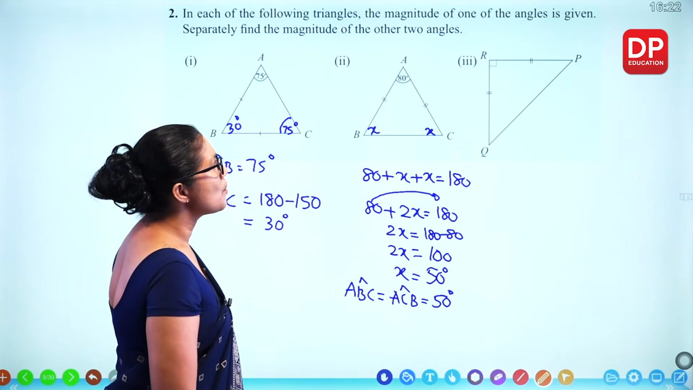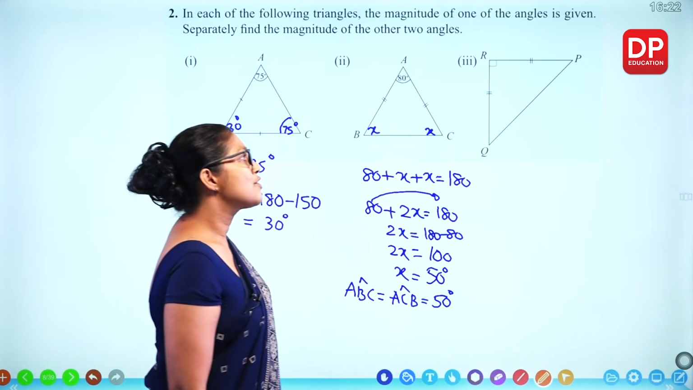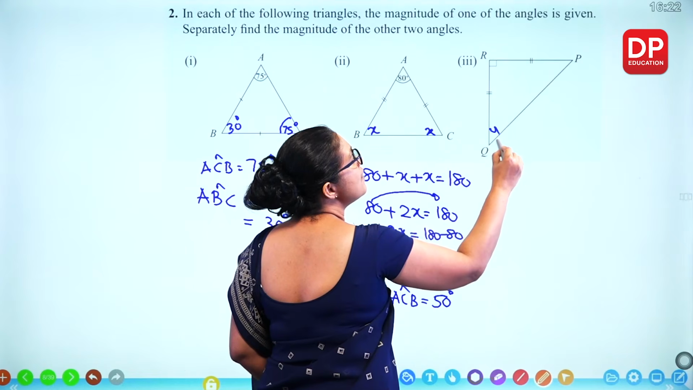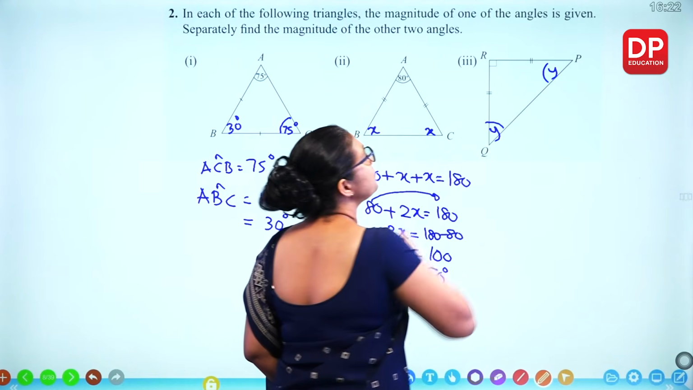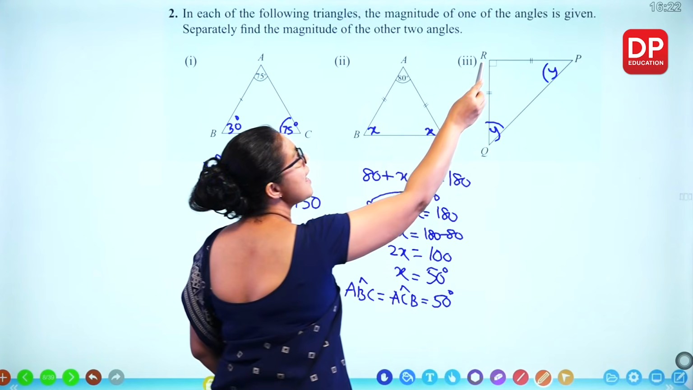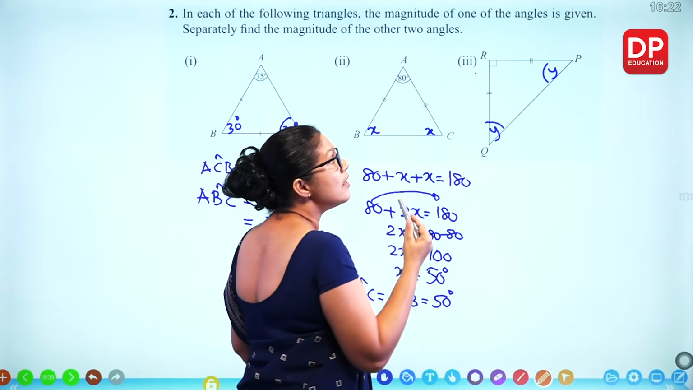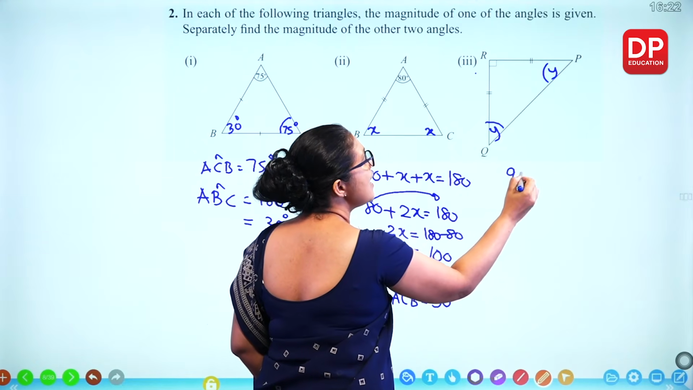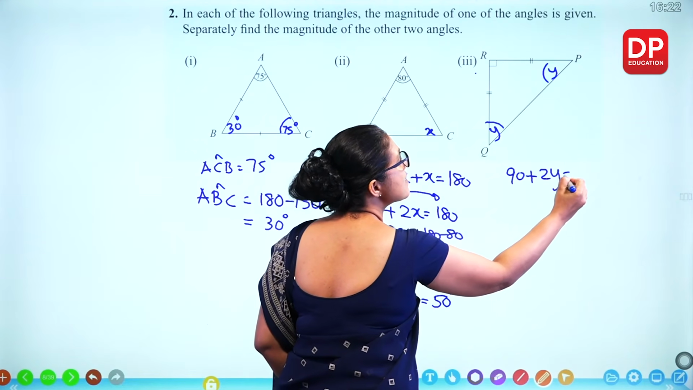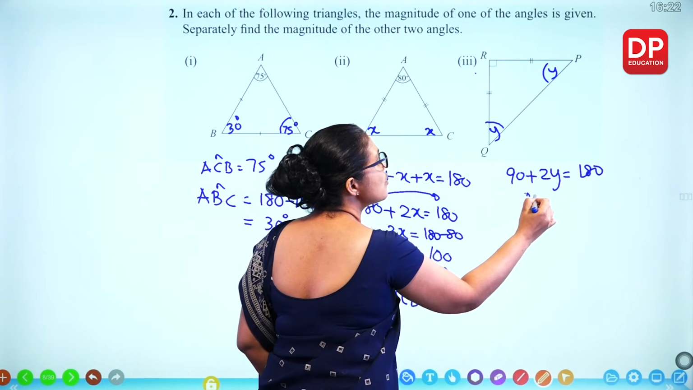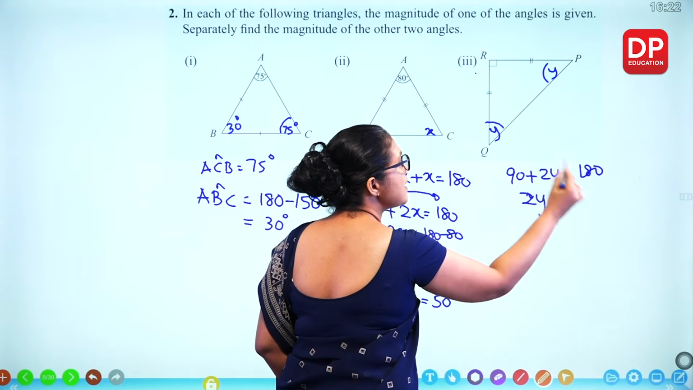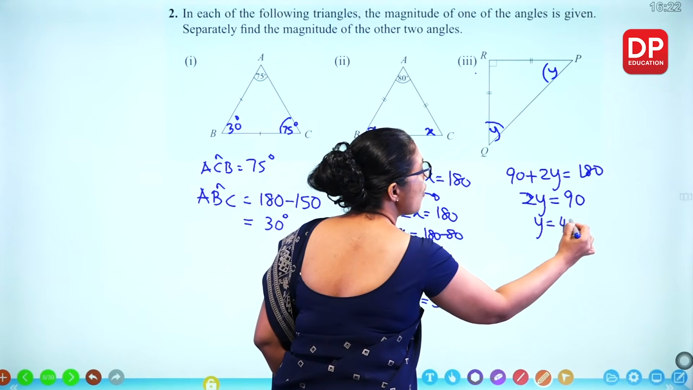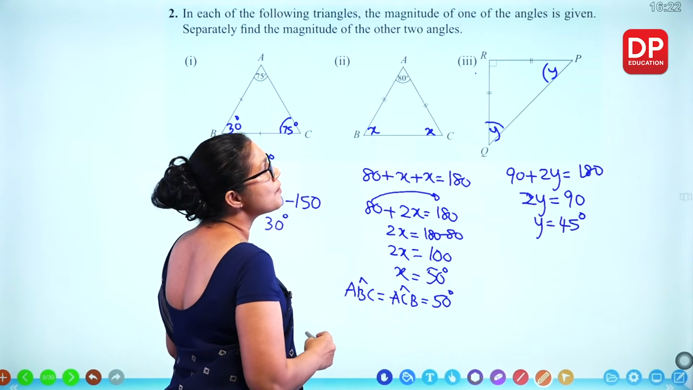Now we'll look at the next one. So this is also an isosceles triangle. So we can straight away write down if this is y, this is also y. Now we know this angle is 90. So sum of angles in a triangle is again 180. So we can write 90 plus 2y is 180. So what is 2y? 180 minus 90 becomes 90. So y becomes 90 divided by 2 is 45 degrees. So what we can write?